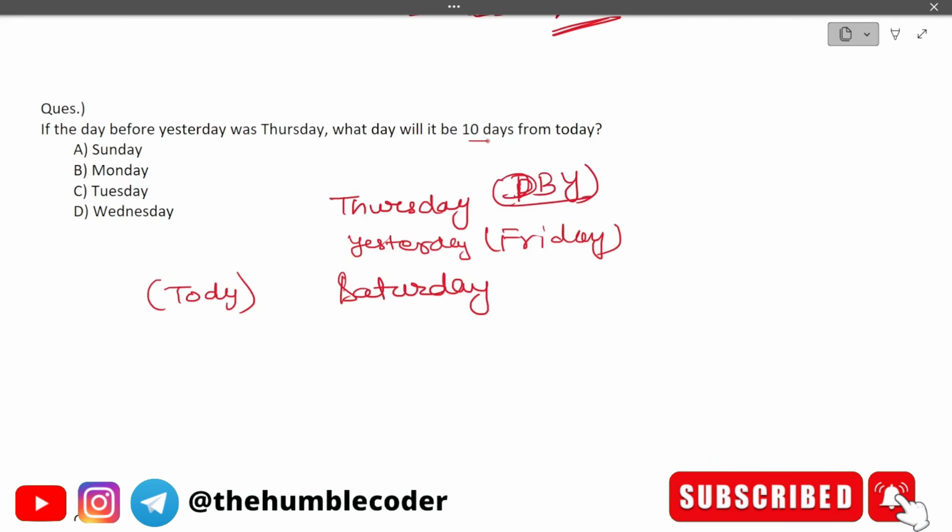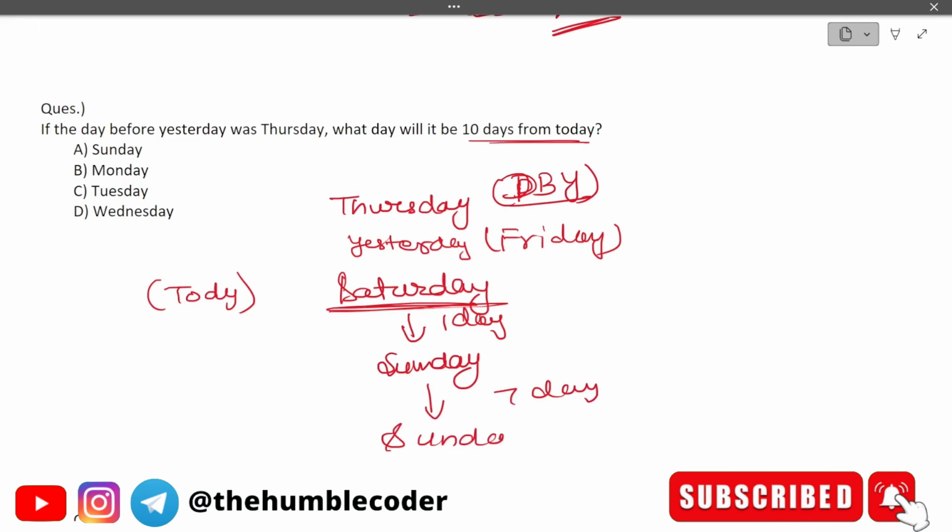What will it be 10 days from today? Today is Saturday, and we have to tell what day it will be after 10 days. After one day it is going to be Sunday. And we know after exactly 7 days we will get another Sunday. So 7 plus 1, after 8 days we will get Sunday only. So 2 more days will complete our 10 days. Then we will be on Tuesday. So the total will be 7 plus 2 plus 1, 10. So after 10 days it will be Tuesday.